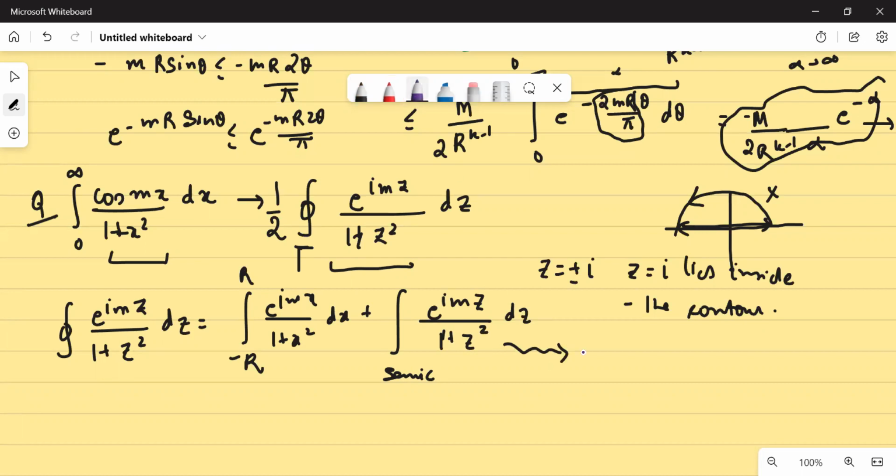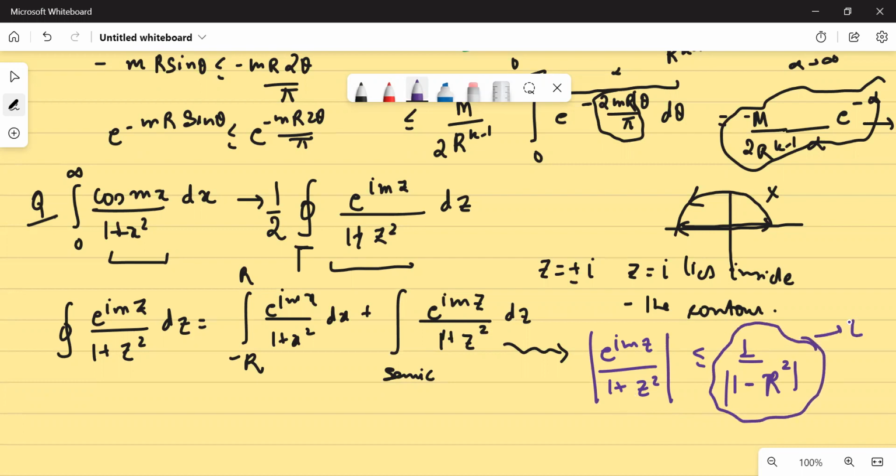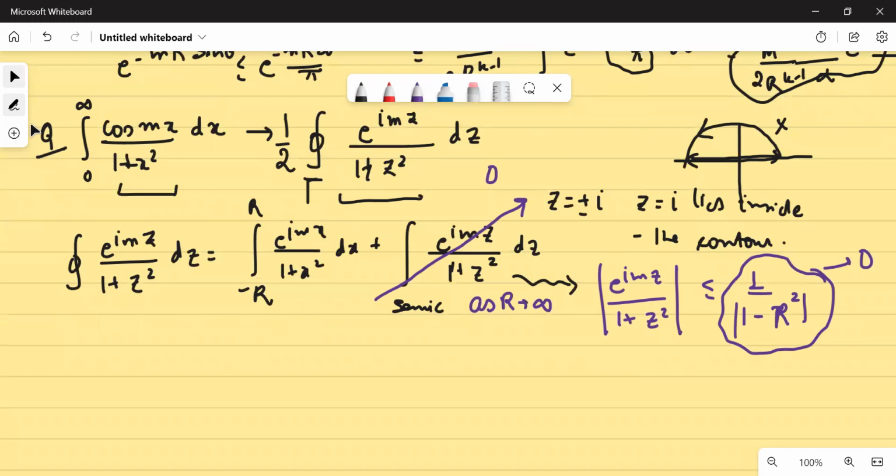For revision, I'll do this evaluation to show that this integration goes towards 0, just for your remembrance. The modulus of this integration would be less than 1 because the mod of e to the power iota mz is 1, and this will come out as less than 1 over r square minus 1 in modulus. The same thing that I did in the initial step. You can clearly feel that as r tends to infinity, this will go towards 0. So this entire modulus would go towards 0 as r tends to infinity. Is that clear?